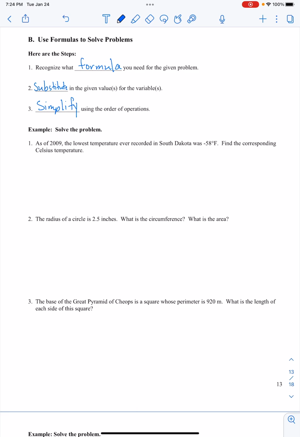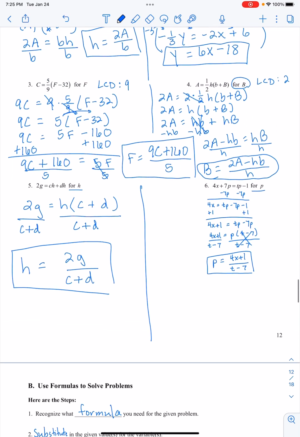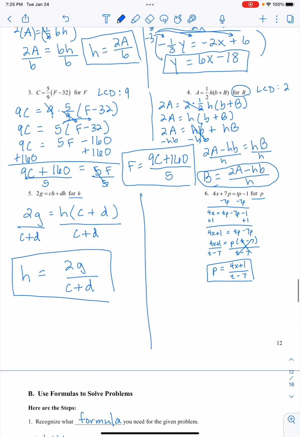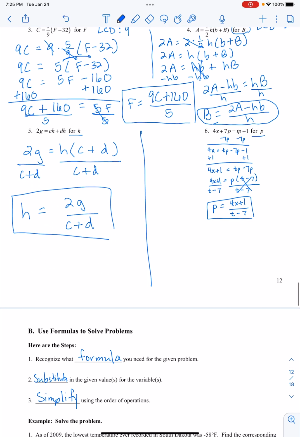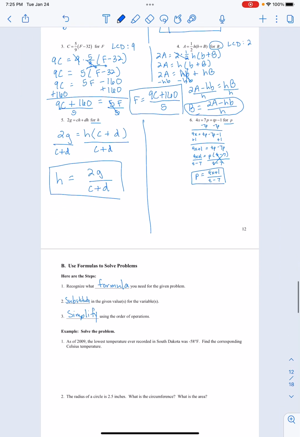As of 2009, the lowest temperature ever recorded in South Dakota was negative 58 degrees Fahrenheit. Find the corresponding Celsius temperature. There's a formula to convert Fahrenheit to Celsius, and in fact, it was given to us on page 12, problem 3. So we're going to write that down. We're going to write C equals 5/9 times quantity F minus 32.